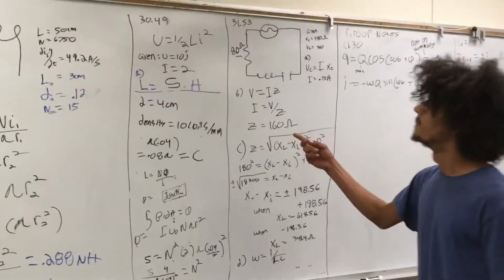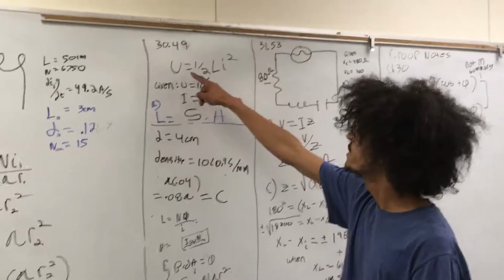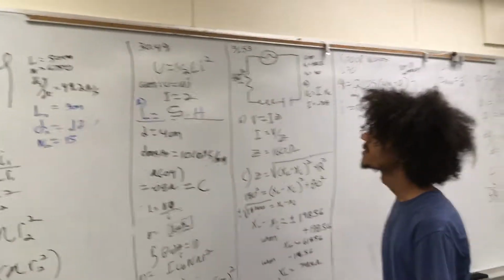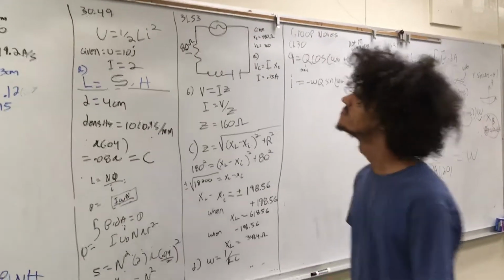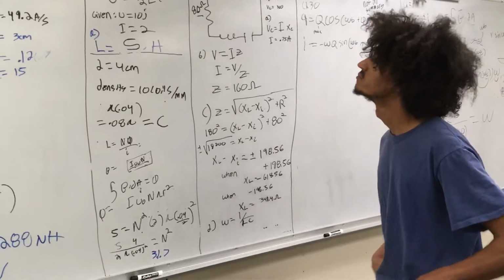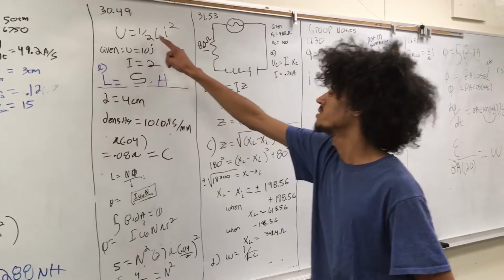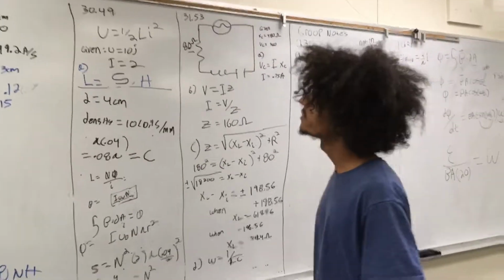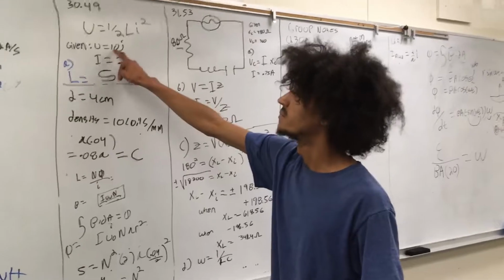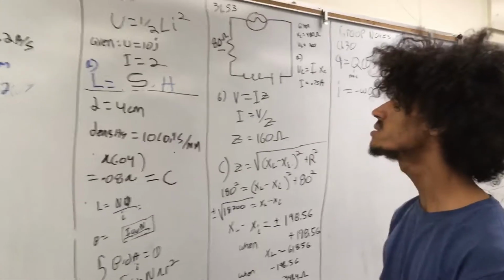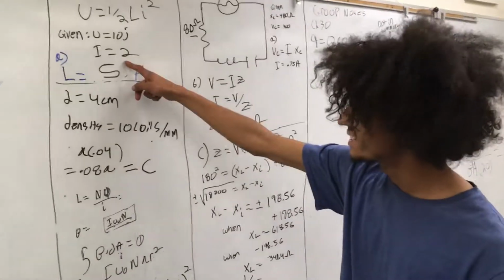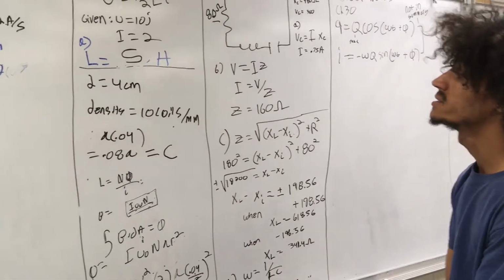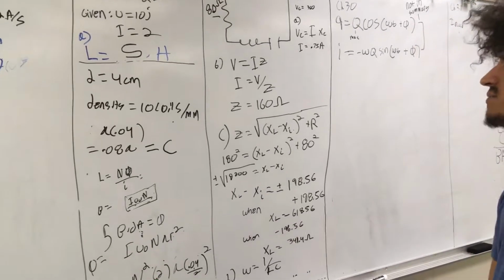Okay, so this equation here gives the energy stored inside of an inductor in a circuit. The potential energy equals 1/2 the inductance times current squared. And we're given that the energy is equal to 10 joules, and our current is 2. So by plugging it in, we get our inductance is equal to 5 henries.